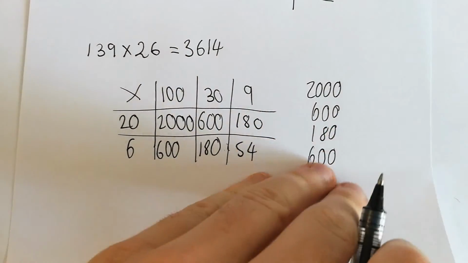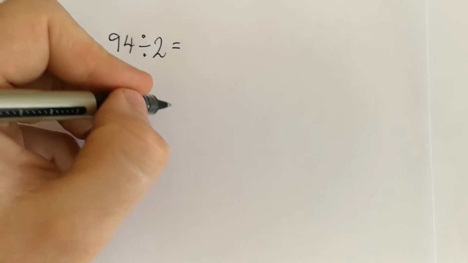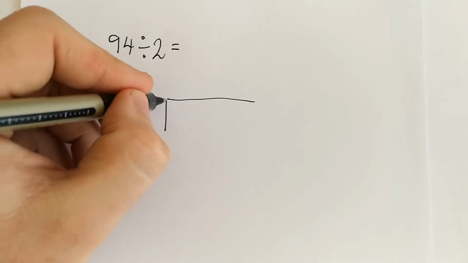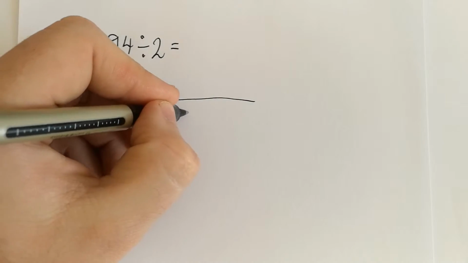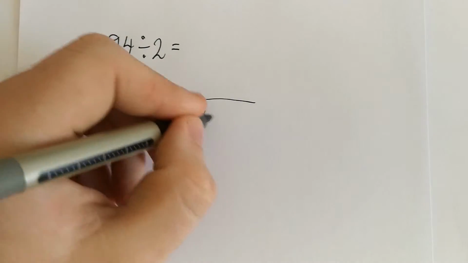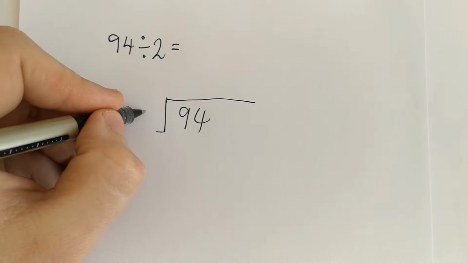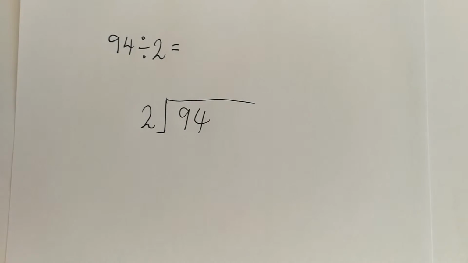Let's have a quick look at some division. So move that away, put that there. And let's go, for example, 94 divided by 2. Now this is what's called the bus stop method. So we do our division and we put 94 inside the bus stop because that's what we're going to need to divide, and we divide by 2.